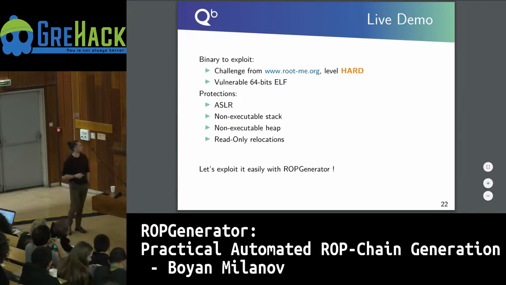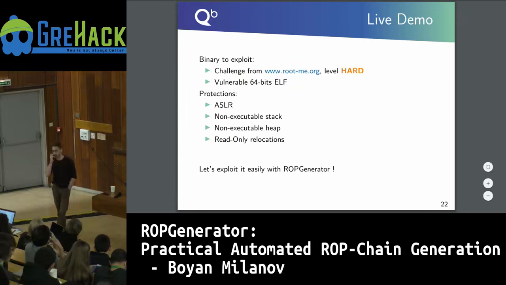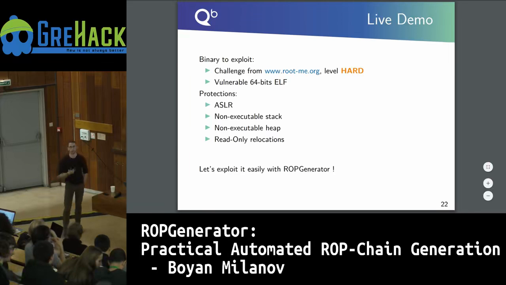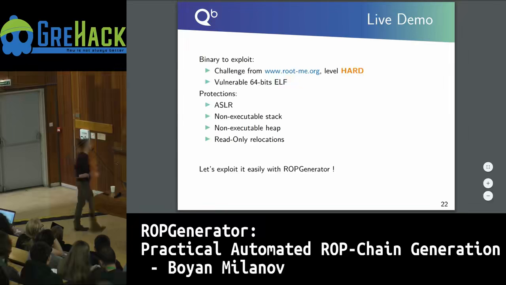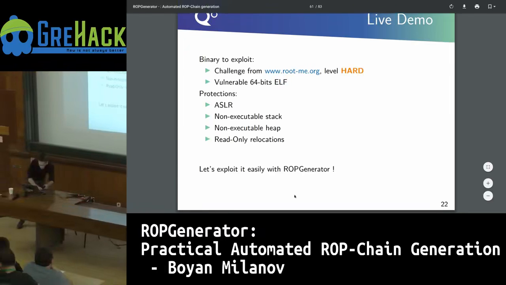So now I will demonstrate the tool on a vulnerable program. I will exploit a binary from the ROP challenge site. It's a challenge that is level hard on the site. It's a 64 bytes ELF executable, and it's exploited with system protections activated. So you have ASLR, you have the heap and the stack that are not executable, and you have read-only relocations also. So I will launch the demo now.